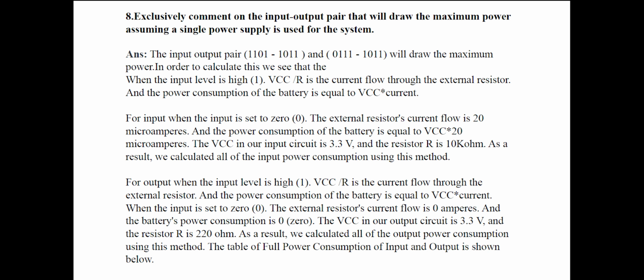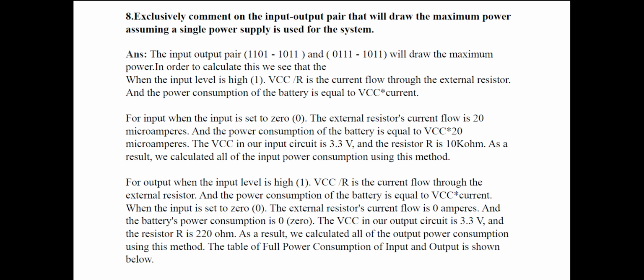For output, when the input level is high, VCC by R is the current flow through the external resistor, and the power consumption of the battery is equal to VCC times current. When the input is set to 0, the external resistor's current flow is 0 ampere and the battery's power consumption is 0. The VCC for our output is 3.3 volt and the resistor R is 220 ohms. As a result, we calculate all the output power consumption using this method.